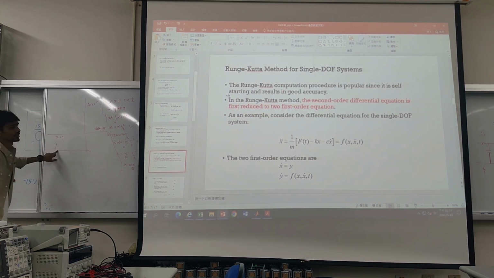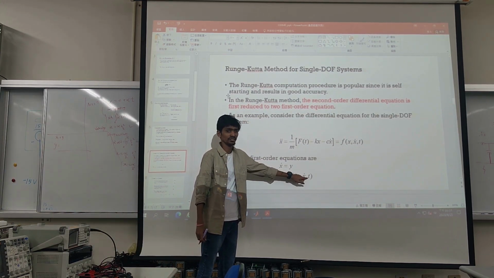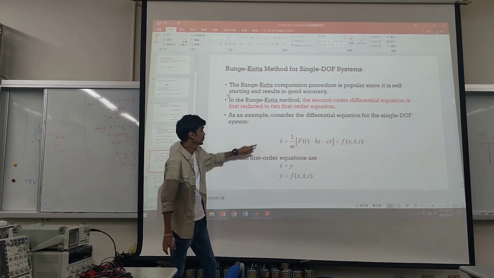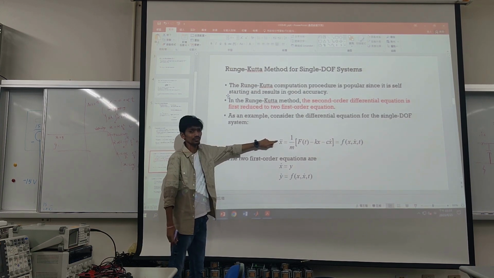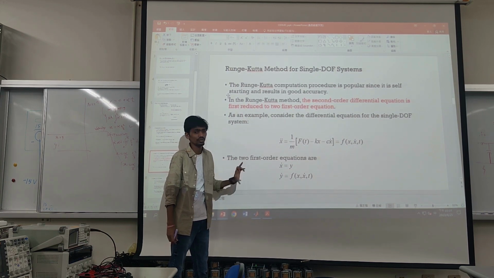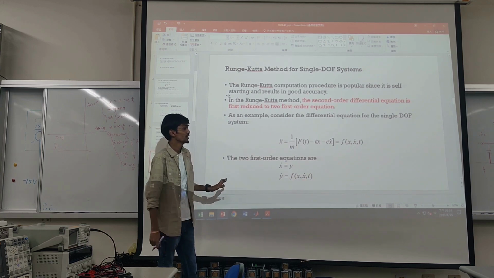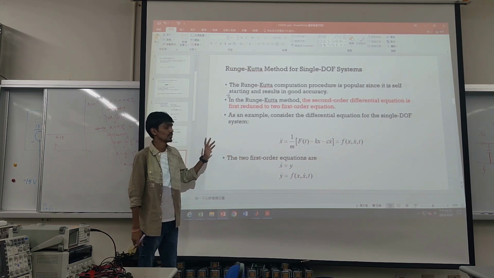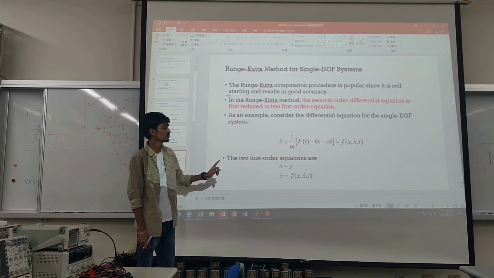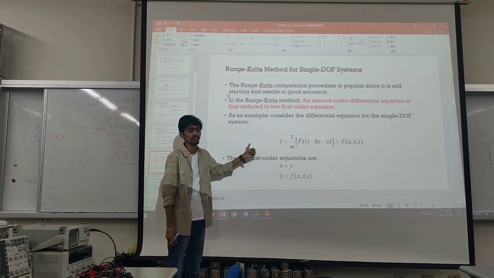So y dot is a function of what? Y dot is a function of x dot and t, and x dot is a function of y. So what we have done is reduce the second order differential equation into two first order equations, x dot and y dot. Now in the Runge-Kutta method, previously we were assuming for the displacement. Now in this method we are going to assume for the velocity. So we are going to find out first the velocity and then the displacement.